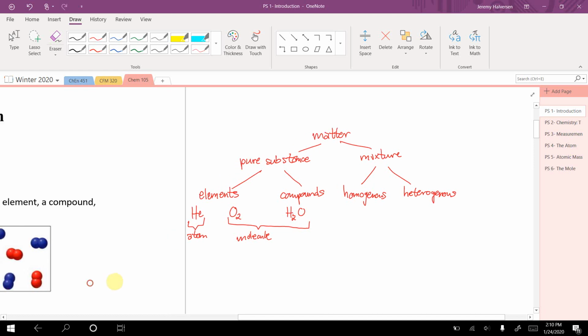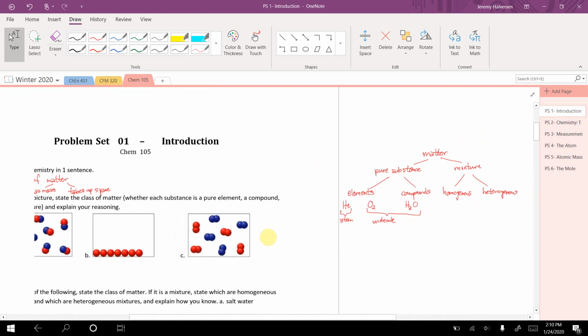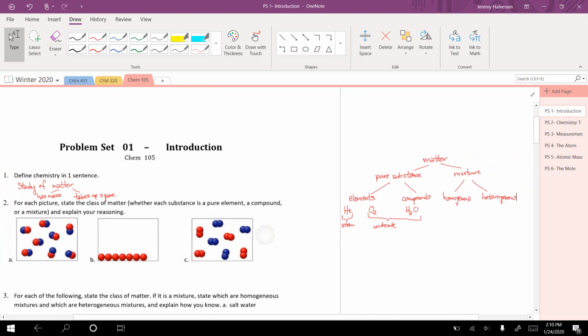All right, so now we've got this classification of matter, so we can jump back over here and talk about these questions. So whether a substance is a pure element, a compound, or a mixture. So A would be a compound. Because everything in here, all of these are the same molecule, so we know it's a pure substance, and then each thing in here has more than one type of atom, so that would make it a compound.